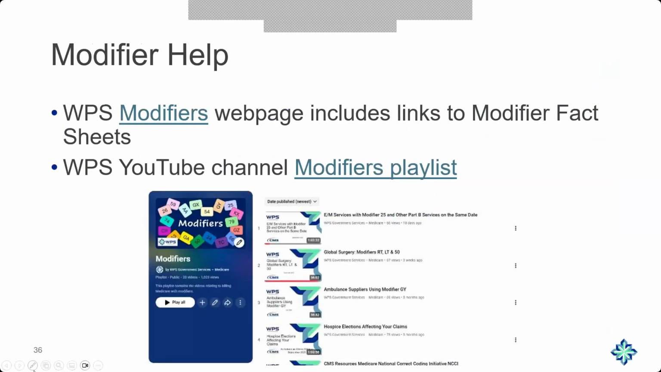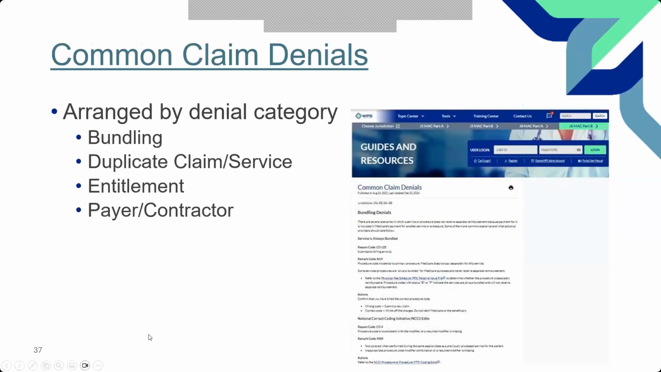I showed you the modifier web page. And we also have YouTube videos, several of them. You can look at our modifiers playlist if you're having trouble with any specific one. Our common claims denials resource on our website arranges by category information and help for certain types of denials like bundling or entitlement, duplicates, and so on. Again, the resource includes those reason and remark codes that you'll find on the remittance advice. So find it, match it up, and it tells you how to fix it.